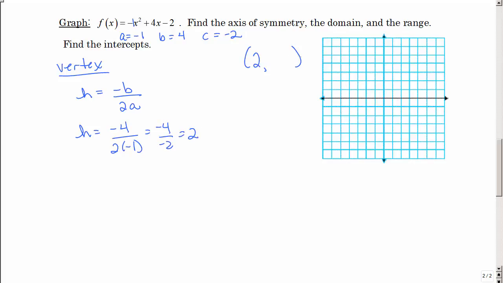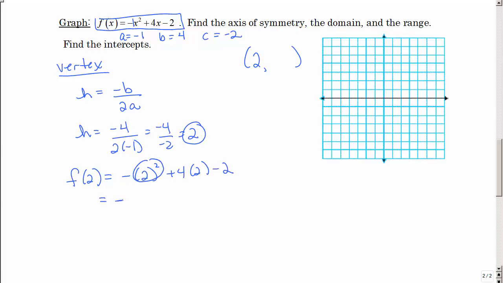So I've gotten half of my vertex. Remember, if I'm going too fast, pause that video. Rewind. Take your time. Now, how do you get k? You take that answer and you plug it in for x up into your function. Order of operations, square that first, keep that negative. So let's see, 4 minus 2, I believe that is also 2.